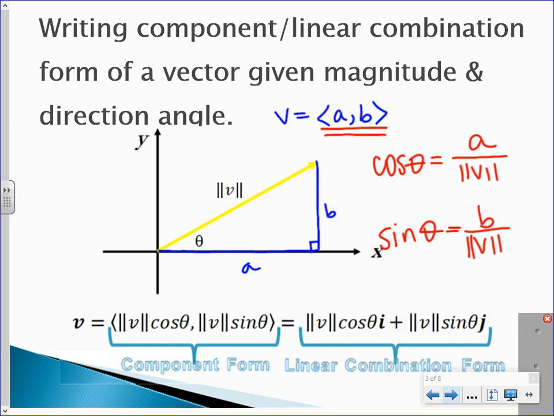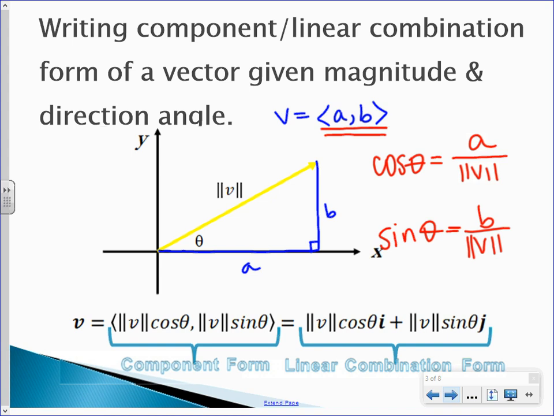I'm also going to write linear combination form up here. If you want to write it down, you can, but it's the same concept. Horizontal component is magnitude times cosine of theta. Vertical component is magnitude times the sine of theta. Okay? And that's just coming from our trig ratios that we wrote up here. Okay? Why is it helpful to know that? I could give you a vector in terms of its magnitude and direction. And if I want the component form, we would need to use these ratios to figure out the component form.